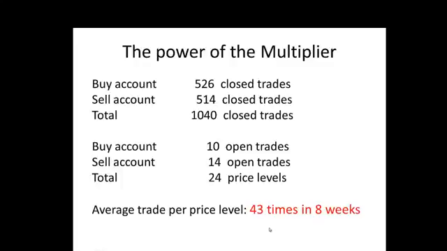So in other words, the price has revisited the same price level 43 times on average over those 24 price levels. Some of the price levels will have had over 100 revisits, and some will most probably only have 20 or 10. But on average, that is the power of the multiplier. The multiplier multiplies your gains because the same price level gets visited over and over again.